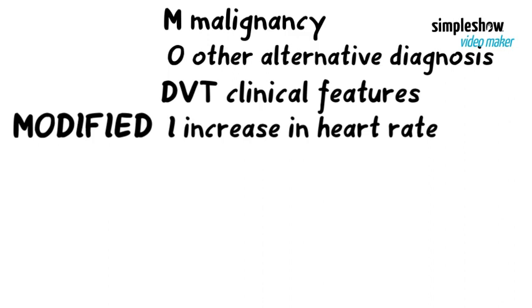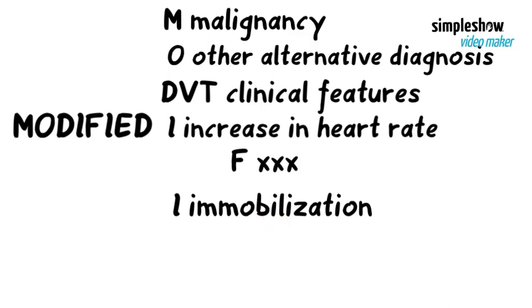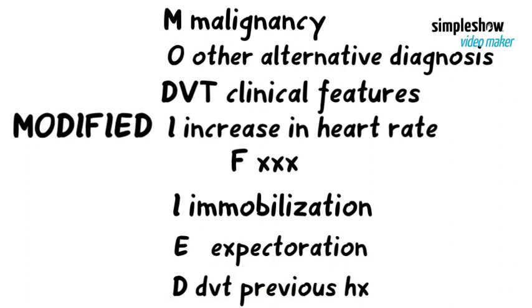F. Now let's skip F. I. This I is for immobilization. If the patient is immobilized for the past 3 or more days or has undergone any surgery in the last 4 weeks, we add 1.5 score. E is for expectoration. Presence of bloody expectorate or hemoptysis gets us 1 point. D. This D is again DVT. If the patient has previous history of DVT or pulmonary embolism, we add 1.5 score.